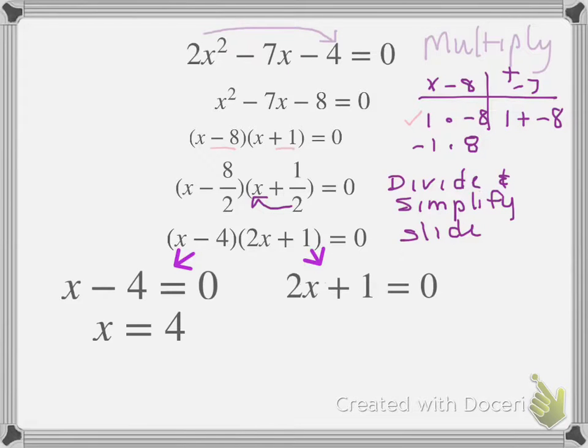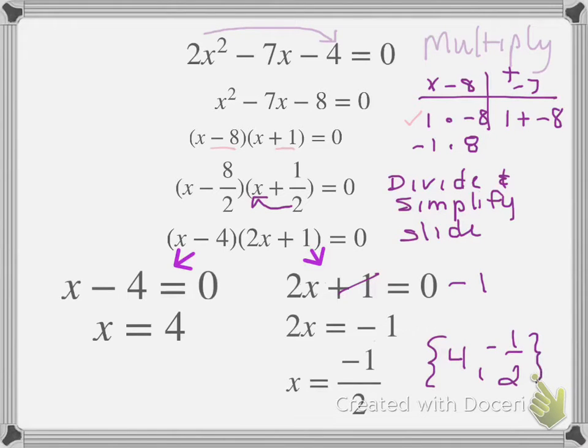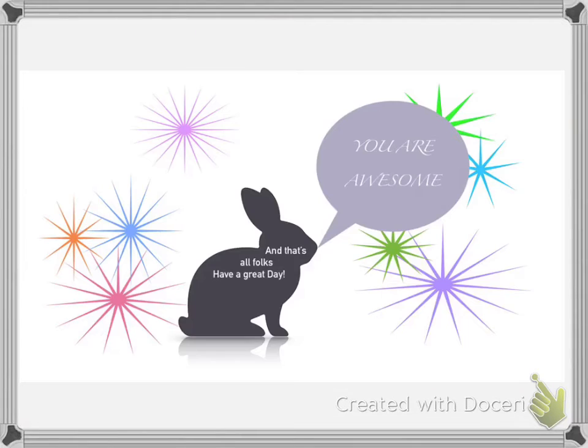X equals 4. But on the other hand, we take away 1, we divide by 2, and we get negative 1/2. So there we have it. Our solution set for this problem is 4, negative 1/2. Notice the brackets. Don't use parentheses. Brackets are the correct format for a solution set.